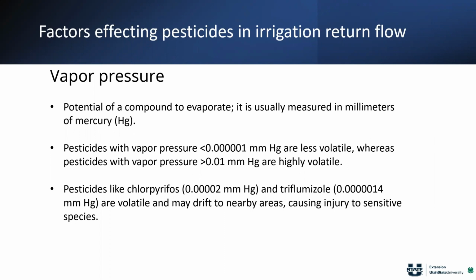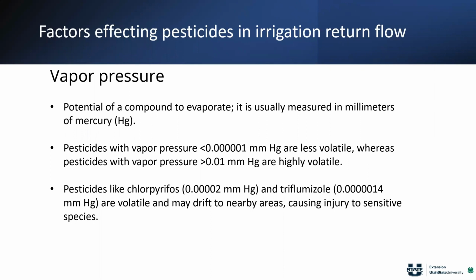So you better look out for this kind of pesticide. A vapor pressure of less than 0.000001 mmHg, millimeters of mercury, is less volatile, whereas any pesticide with high mmHg is highly volatile. So look out for this.